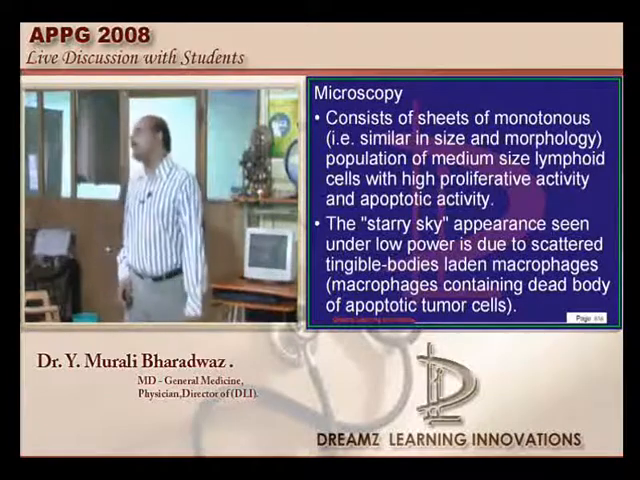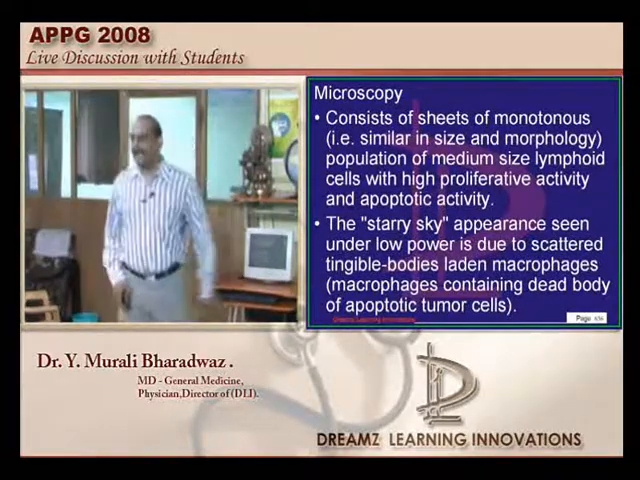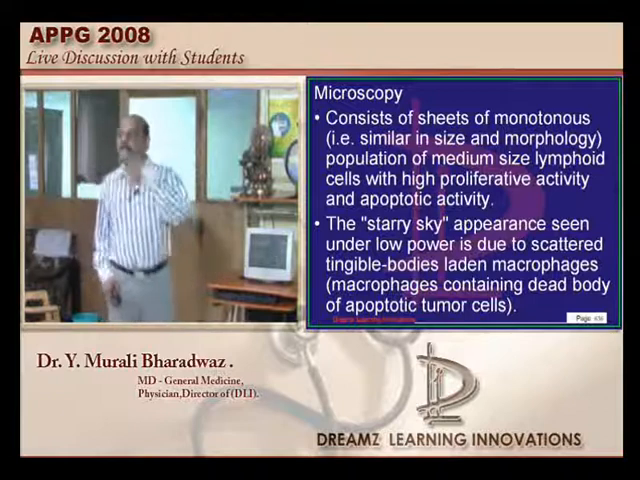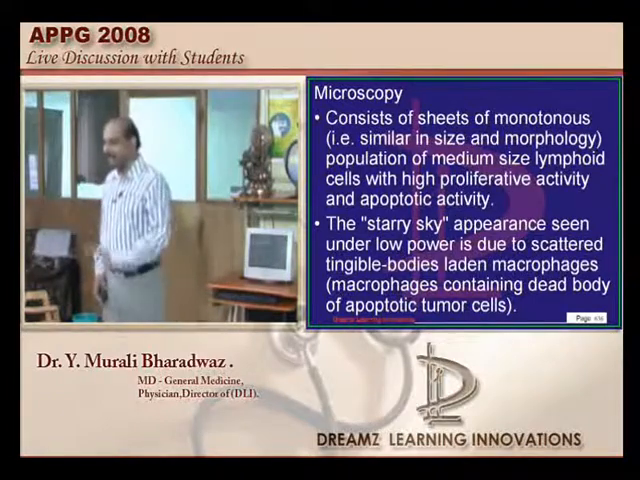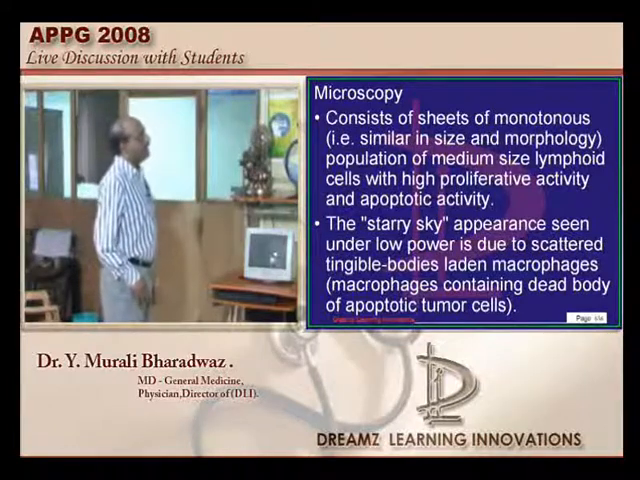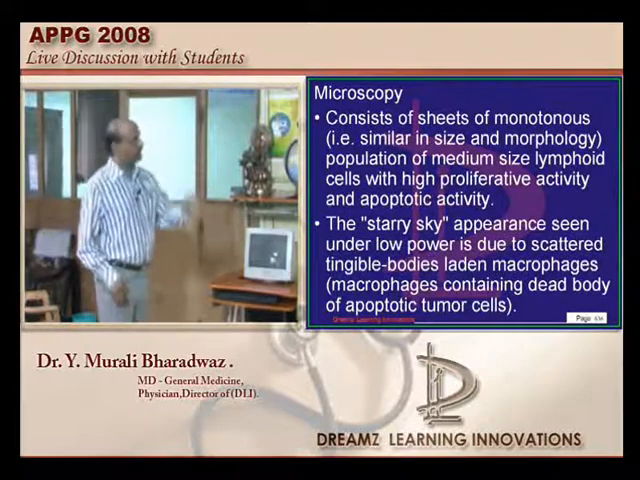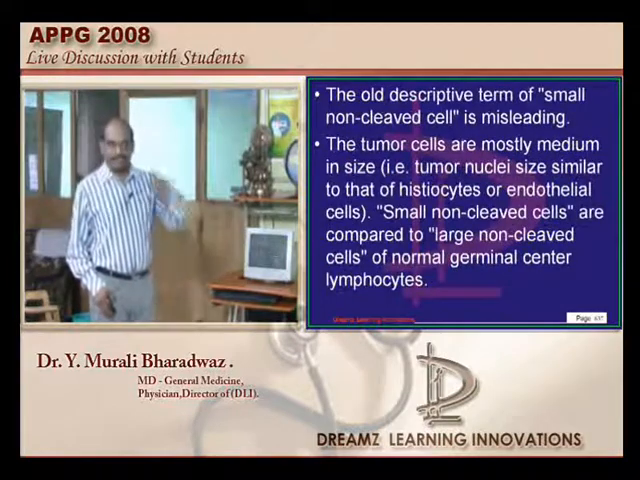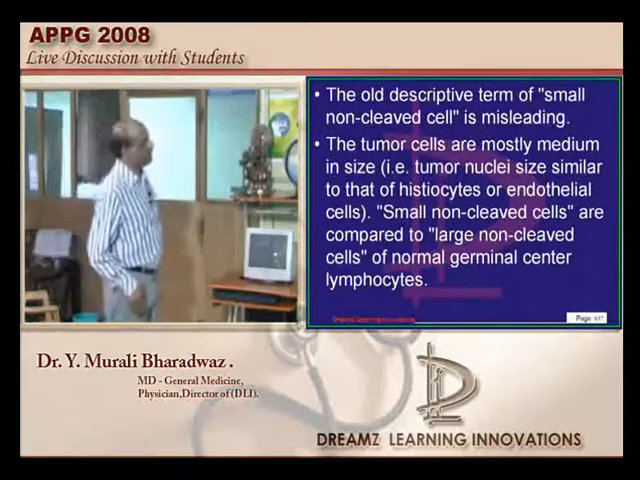And the kind of apoptotic activity you see is really a high apoptotic activity. At the same time there is a high proliferative activity. Both of them are found in the case of Burkitt's lymphoma, and it has a monotonous population of these lymphoid cells which have this kind of high activity of apoptosis.